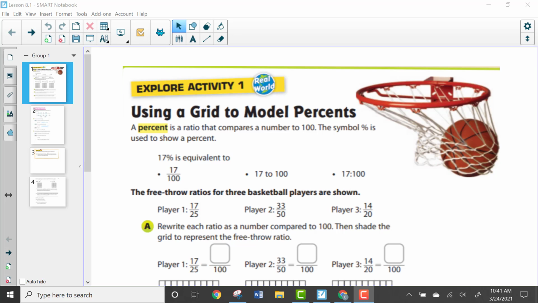For this video, the goal is for you to find a percent of a quantity as a rate per 100. So basically what we're going to look at is how you can write a ratio as a percent.